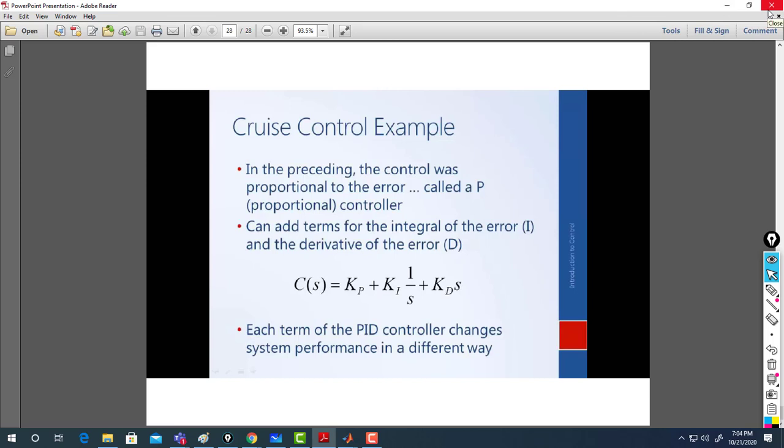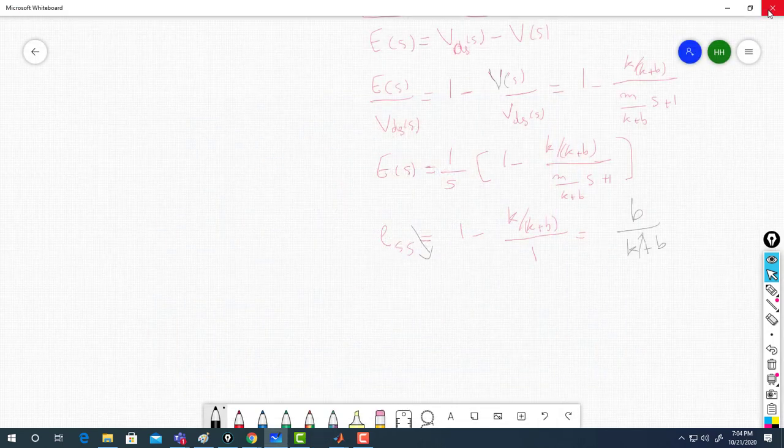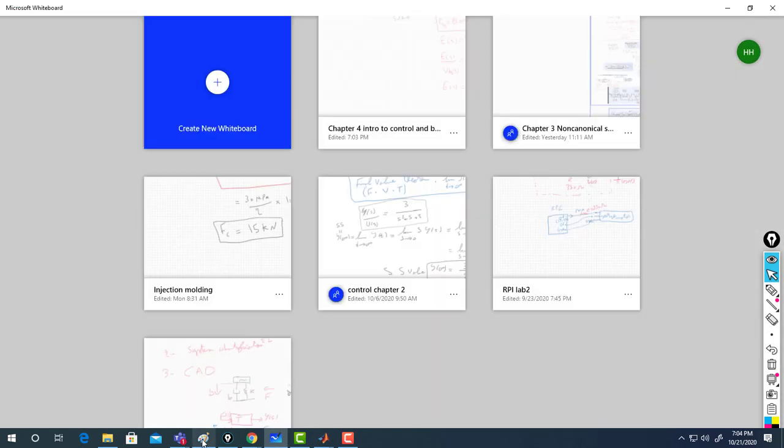Introduction to control and block diagrams. Yes, then I will go with you.